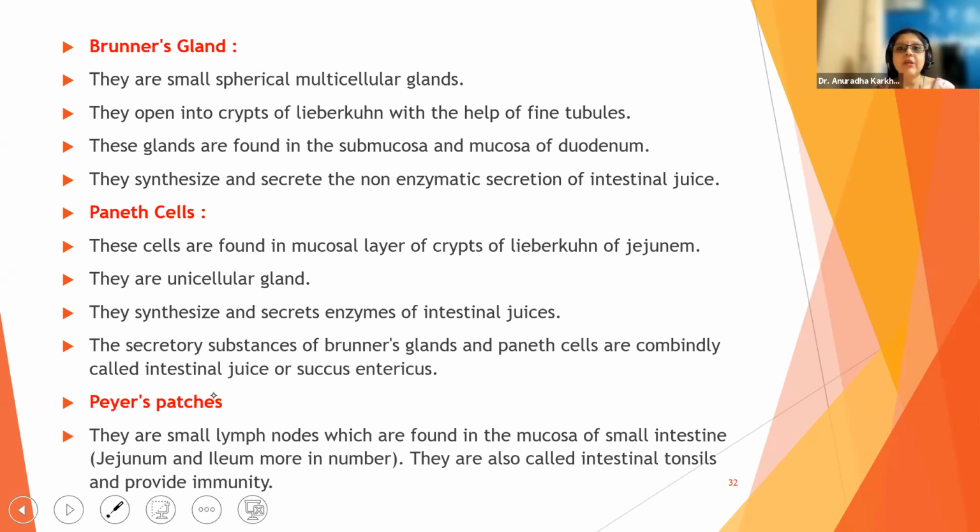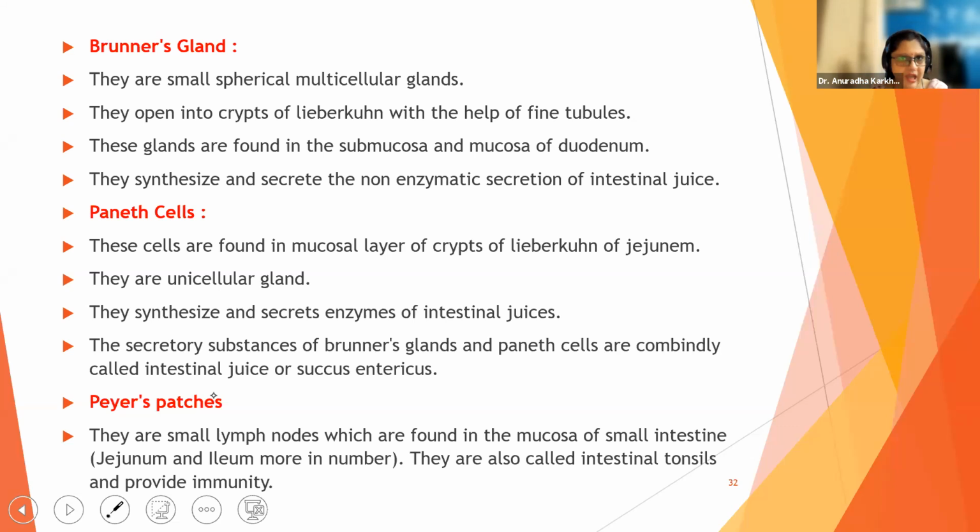So I had told you, crypts are slits, they are openings, meaning something will either enter inside or something will be going outside. So what are they useful for? See, below the crypts of Lieberkühn, there are going to be these Brunner's glands. And these Brunner's glands are going to have tubes, pipelines, small tubes. Where do they open? They open into the crypts of Lieberkühn.